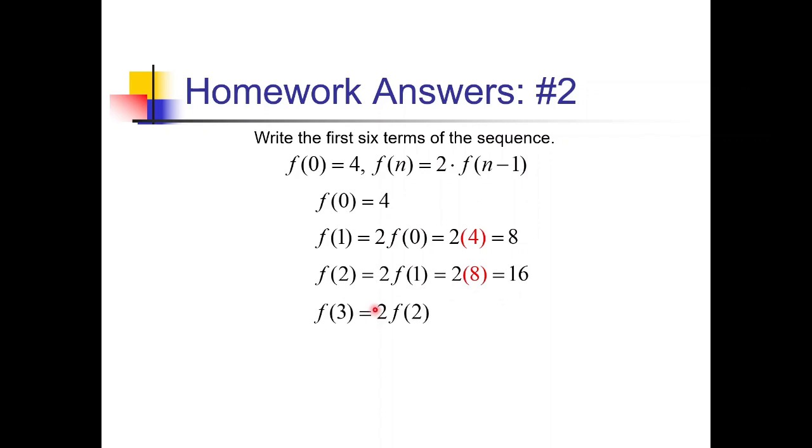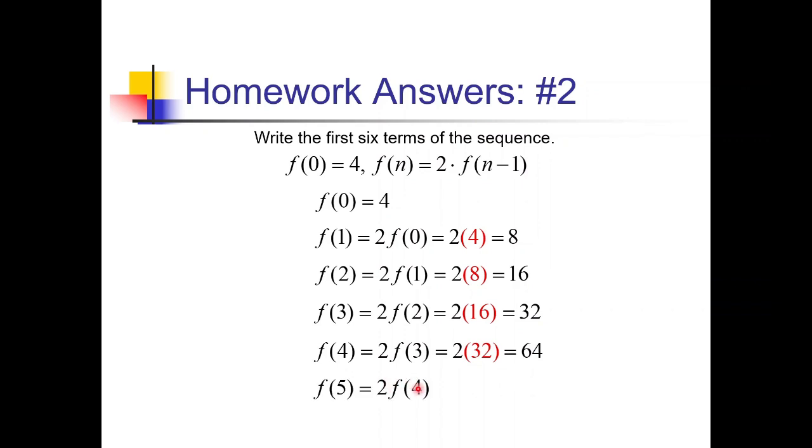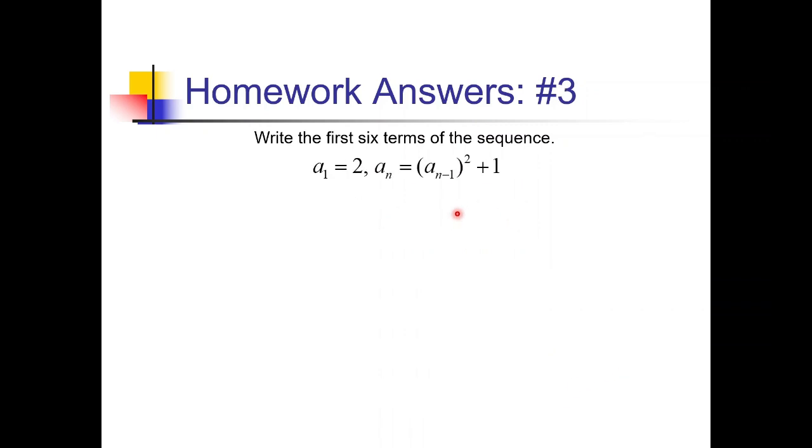F of 3 is 2 times f of 2, so 2 times 16, giving us 32. F of 4, we've got 2 times f of 3, that's 2 times 32, which is 64. And then finally, f of 5 is going to be 2 times f of 4, 2 times 64, which is 128.